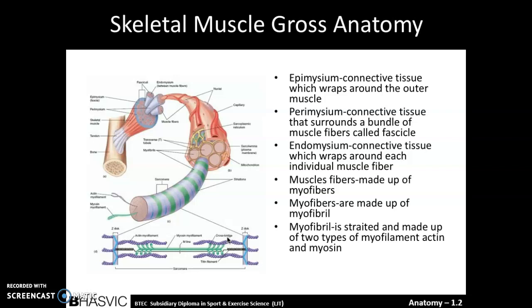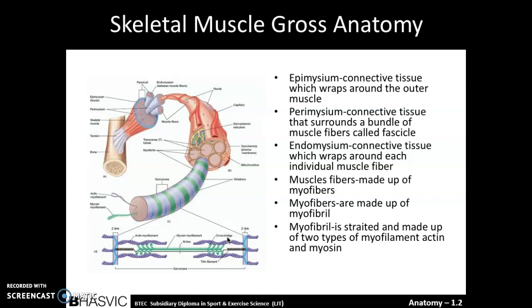Inside the epimysium is the perimysium. This is the connective tissue that surrounds a bundle of muscle fibers, which are called a fascicle.